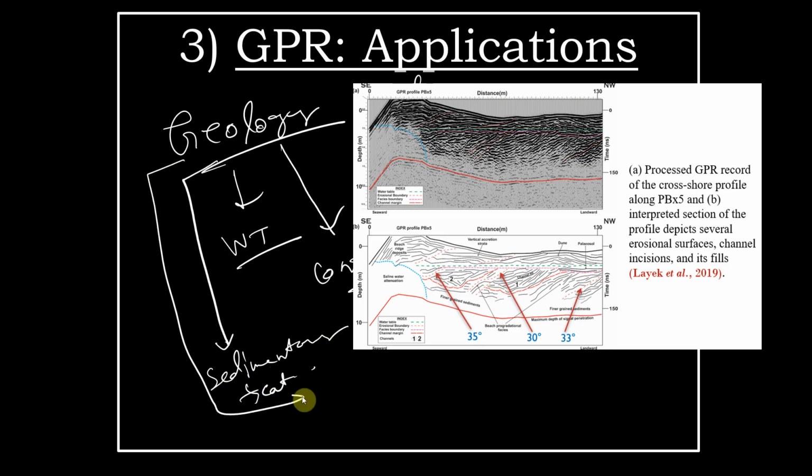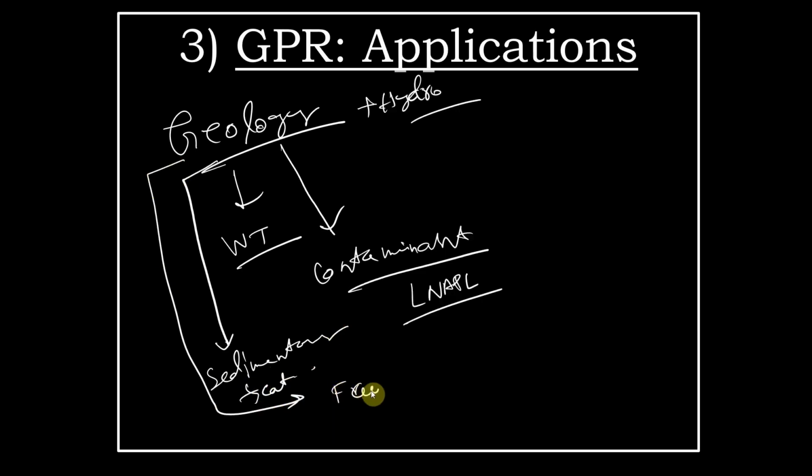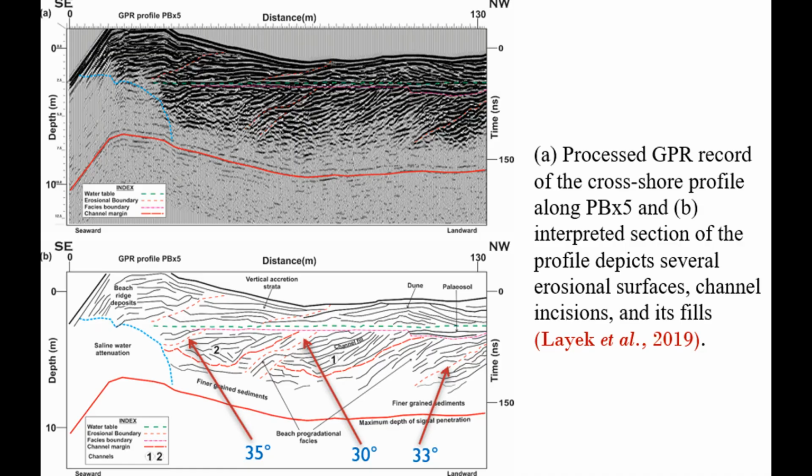You can do the fault. If it's in a shallow subsurface, then you can identify the fault or the fracture zone. So fault or fracture can be identified. So it has a wide range of application. Some coastal settings you can identify. The evolution of a coastal setting can be identified using this GPR system. Erosional surfaces can be identified using the GPR system.